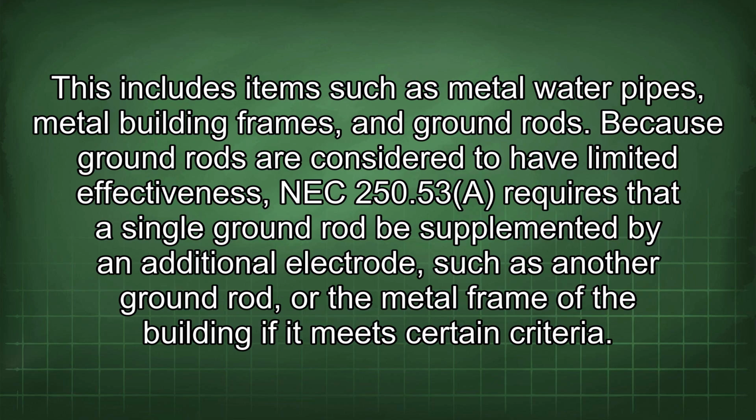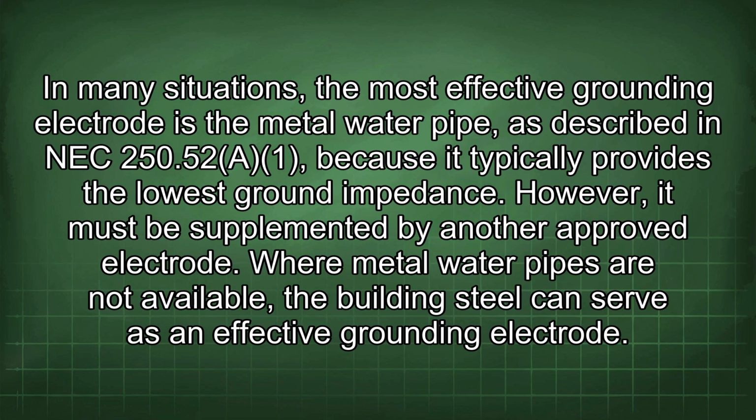Because ground rods are considered to have limited effectiveness, NEC 250.53 requires that a single ground rod be supplemented by an additional electrode, such as another ground rod, or the metal frame of the building if it meets certain criteria. In many situations, the most effective grounding electrode is the metal water pipe, as described in NEC 250.52 because it typically provides the lowest ground impedance. However, it must be supplemented by another approved electrode.